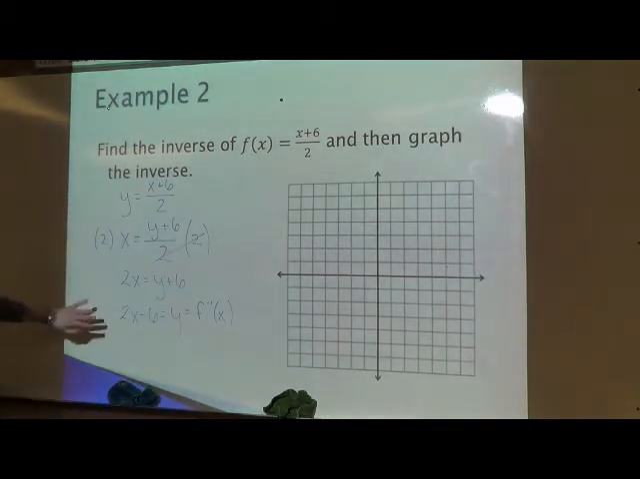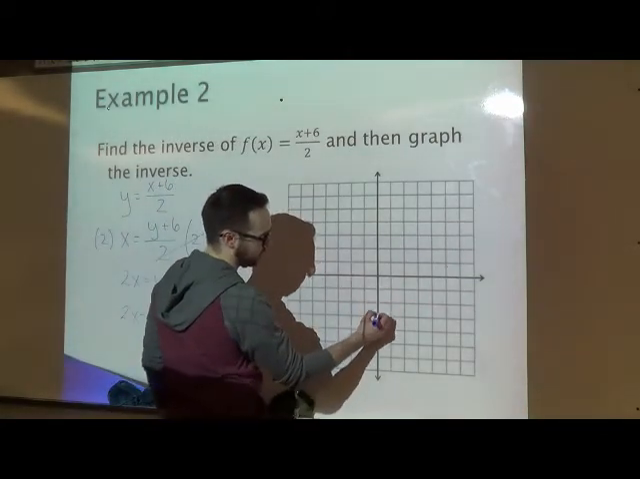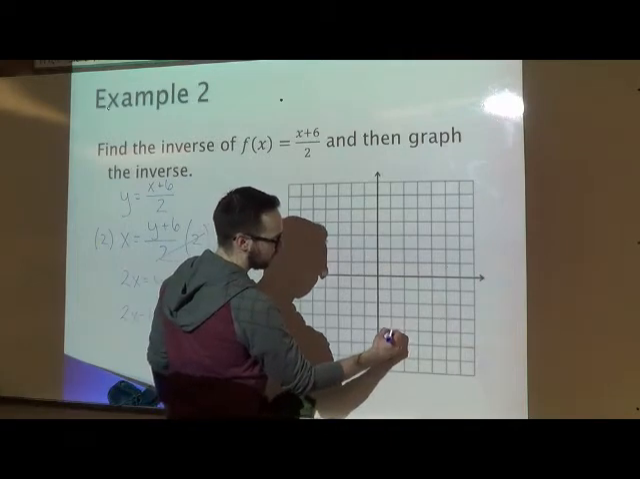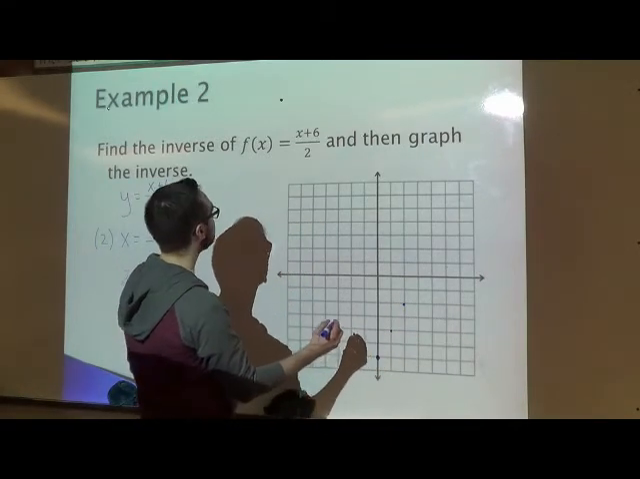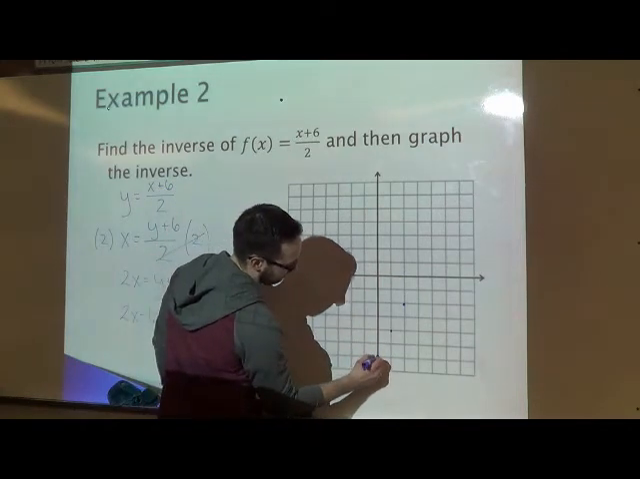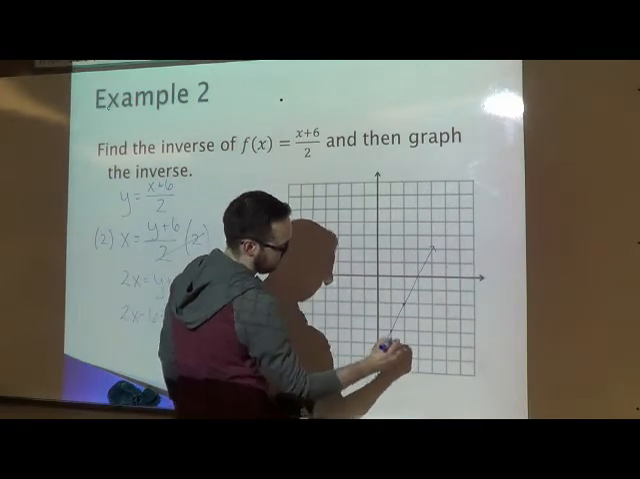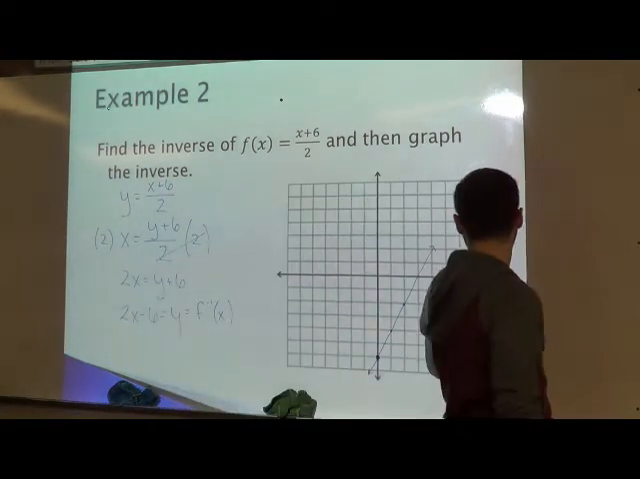So now I can set that equal to f inverse of x. And then they want us to graph it. Well, that's just a linear equation. I can graph it starting at negative 6. 1, 2, 3, 4, 5, 6. And I go up 2 over 1. Up 2 over 1. And that's my inverse function.